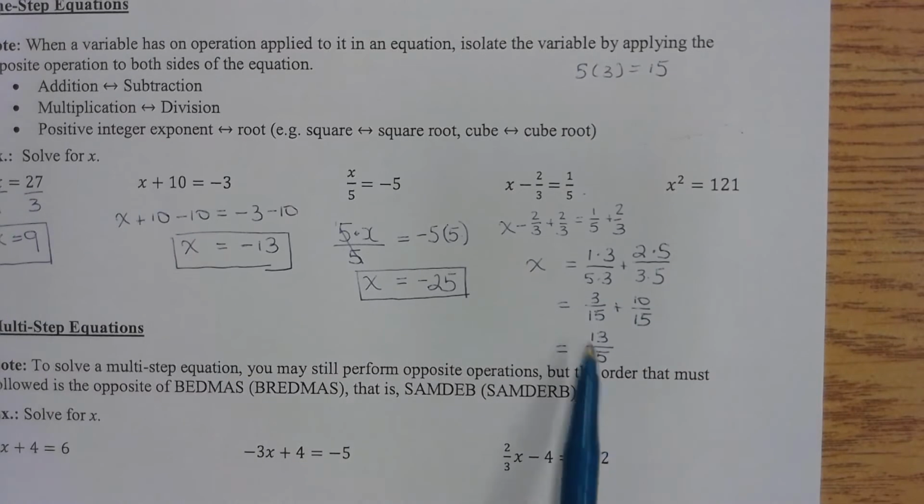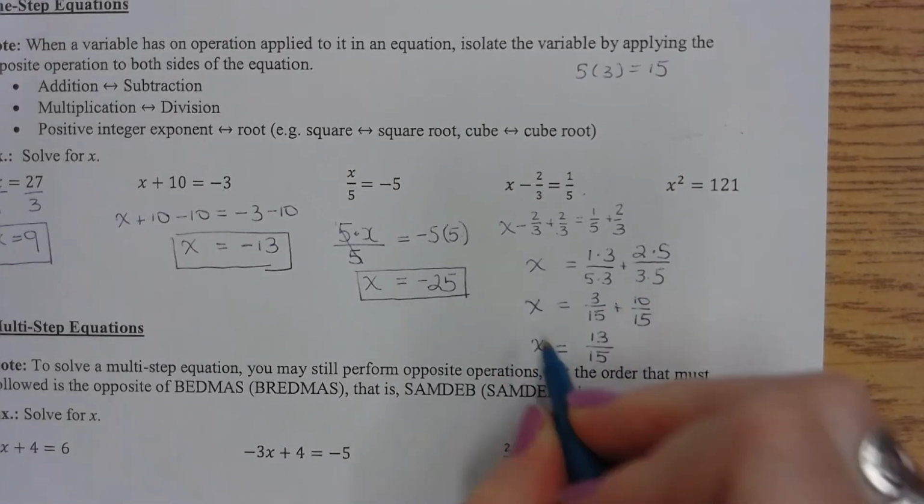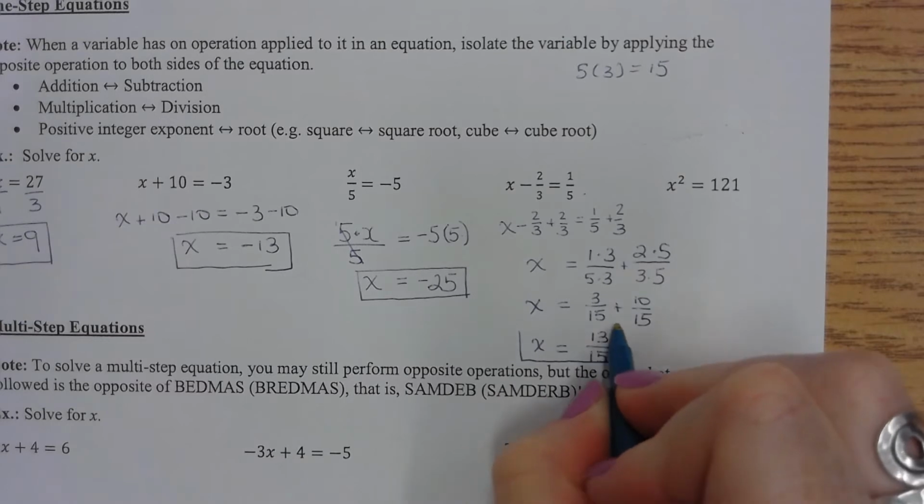It's kind of like when you're adding and subtracting terms, right? If you add 2x and 3x, you get 5x because the x stays the same. So it's the same thing here. Your denominator stays the same. You're only adding the numerators. So now I know that x is equal to 13 over 15.